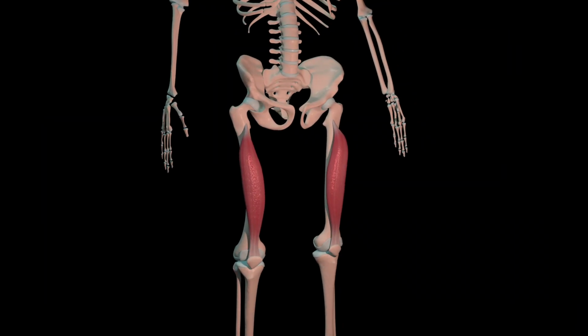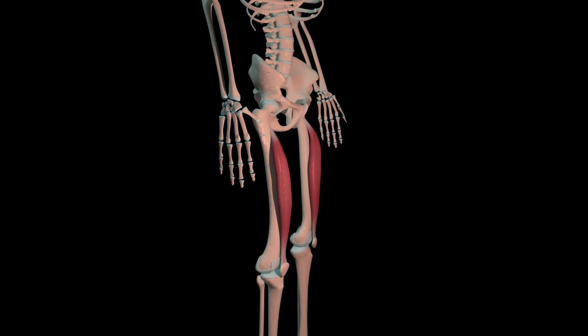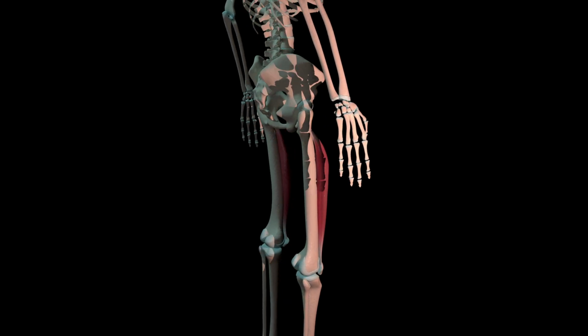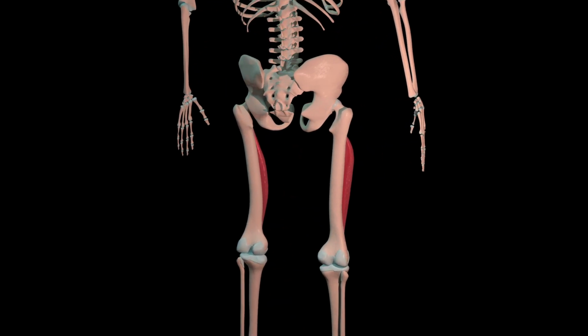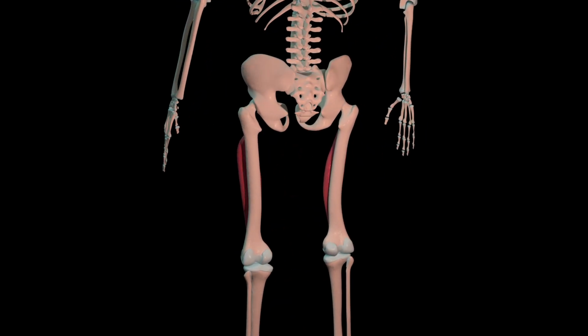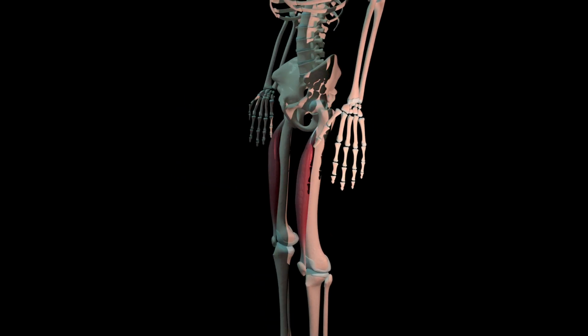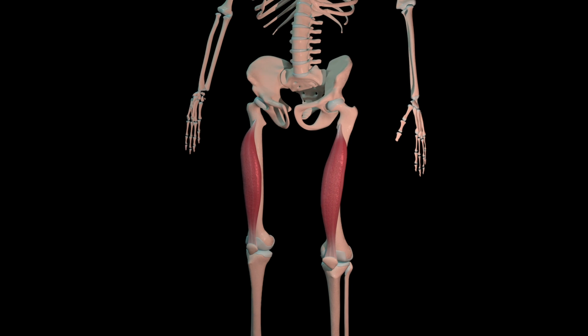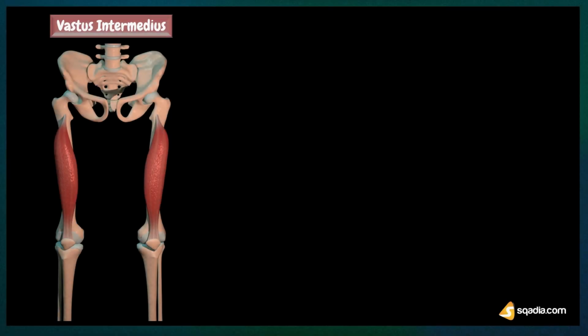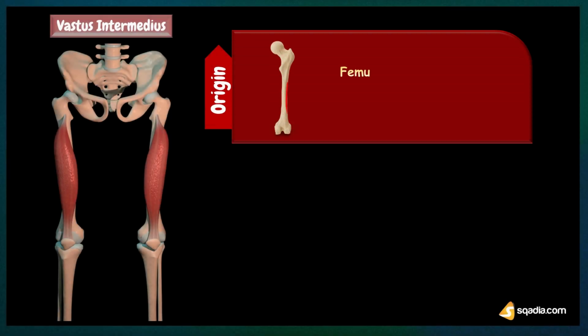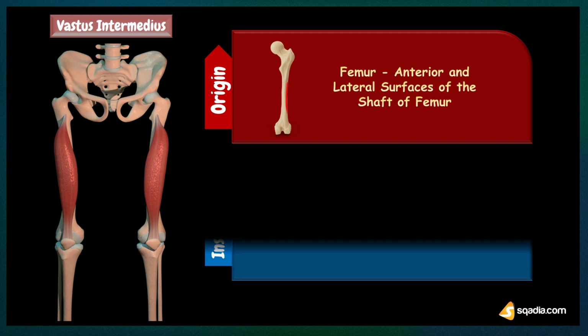The next muscle is the vastus intermedius. Vastus intermedius is situated in the center of the anterior compartment of the thigh, underneath the rectus femoris, with vastus medialis and vastus lateralis on either side of it. The vastus intermedius also originates from the femur. Specific sites of origin are the upper 3/4 of the anterior and lateral surfaces of the shaft of the femur.